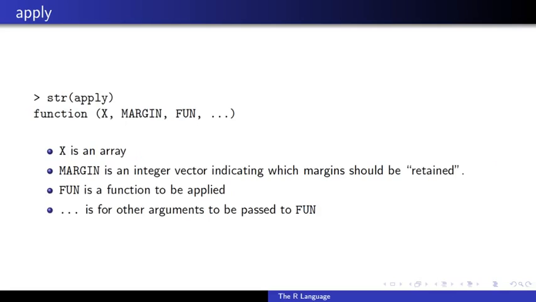The first argument, x, is an array. An array is a vector that has dimensions attached to it. So a matrix is a two-dimensional array, for example. Then there's margin, which I'll get to in a second, but this is an integer vector that indicates which margin should be retained. And the last important argument is the function that you want to apply to each of the margins. The dot dot dot argument includes other arguments that you want to pass to the function.